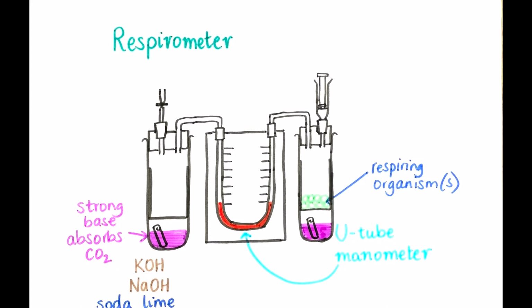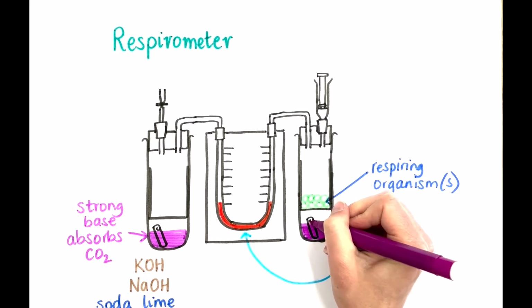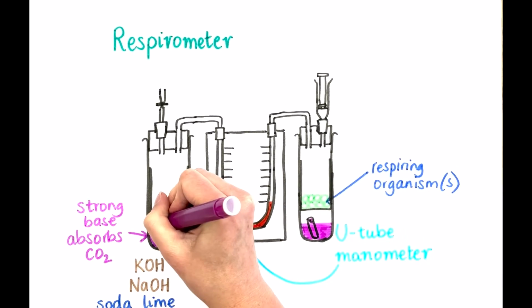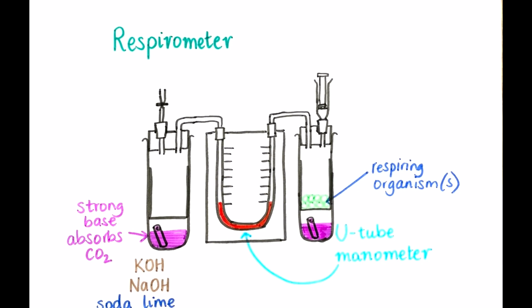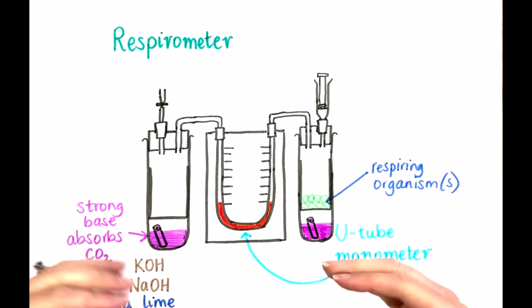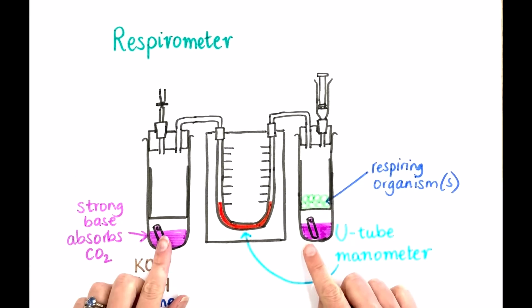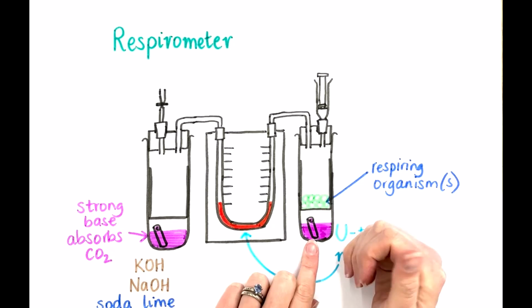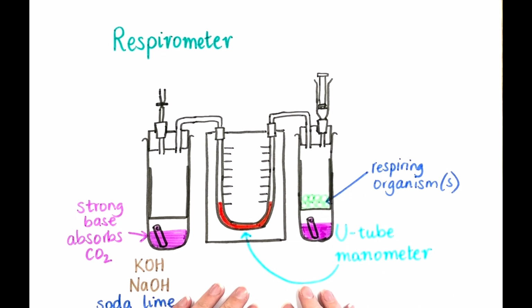Okay, so if you have a little piece of filter paper in there, it helps soak up the fluid you've got in there through capillary action. It gives you a bit more surface area and makes the absorption of the carbon dioxide a bit more efficient, because you want all the carbon dioxide to be absorbed so that the air does get drawn in.